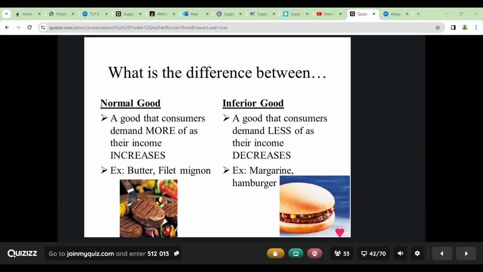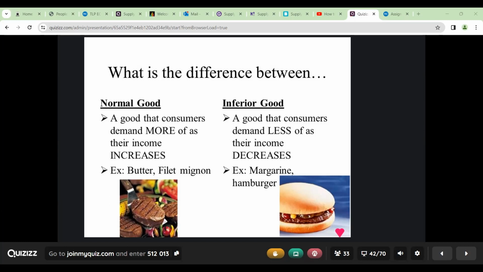Excellent. They're also called luxury goods too. So normal and luxury goods are the same thing. Anything else? What else would you buy more of if you had more income? Clothes? Yes, exactly. That's a good example. Excellent.